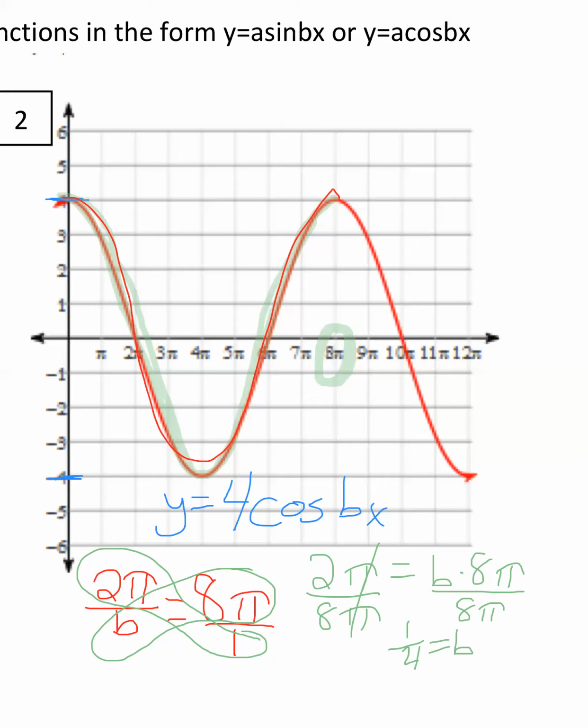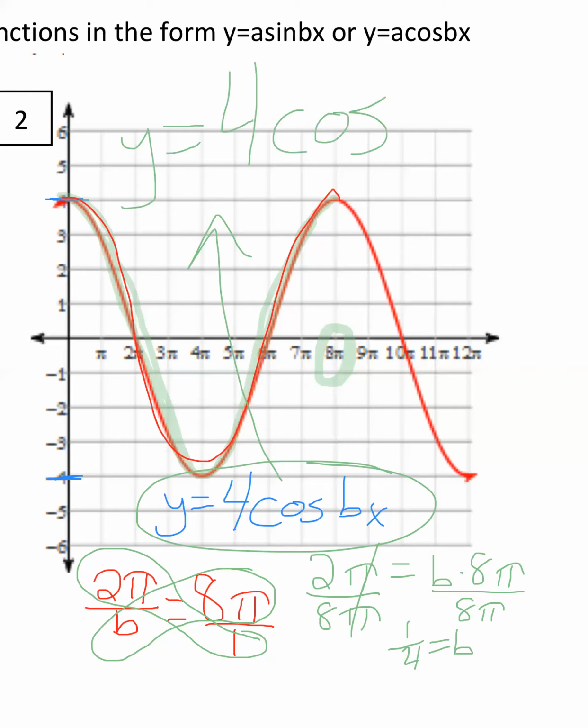Let's stick with green. I was here, but now I know what b is, so I'll just go up here to write my final answer. Y equals 4 cosine 1/4 x. Okay, does that make sense?